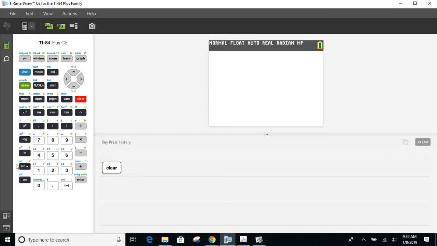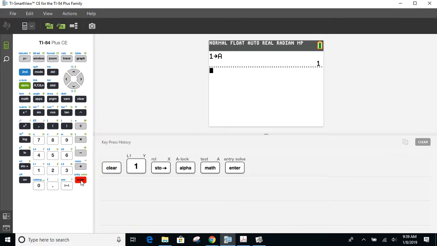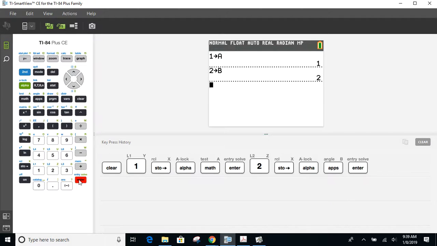What was your A value in this problem? 1. So everyone ready? Take 1, store it in for A. Does everyone see where A is? Right above math, so you go alpha math. Store it in for A. What's your B value? Ready? 2. Store. Everyone see where B is, right above apps. So alpha apps. Enter. It's stored in. And what's my C value? Negative 1. Store that in for C.